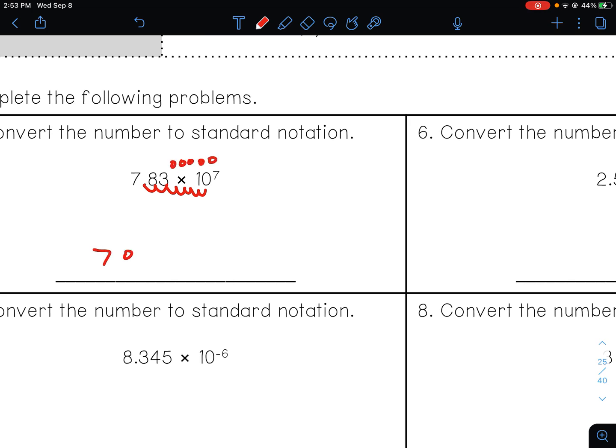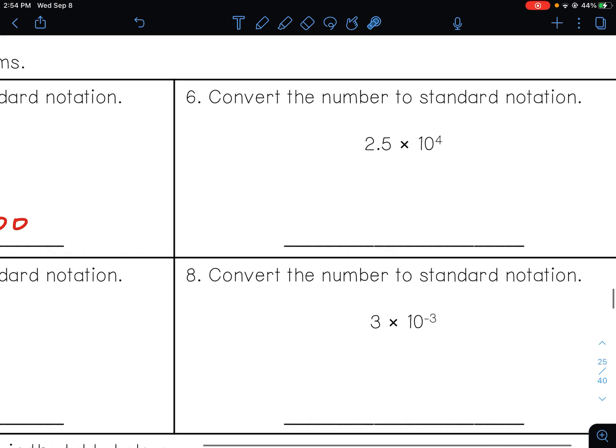So 7, 8, 3, and then I have to move it 5 more places. So I have to add 5 more zeros, 3, 4, 5, and go ahead and add our commas. So this number is 78,300,000. Yep, that's it. Hooray, was that hard? I hope not. Let's try the next one.